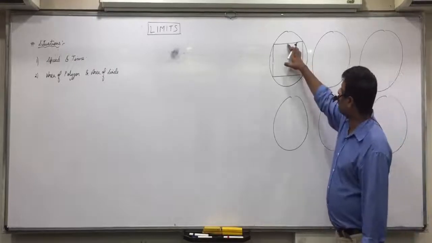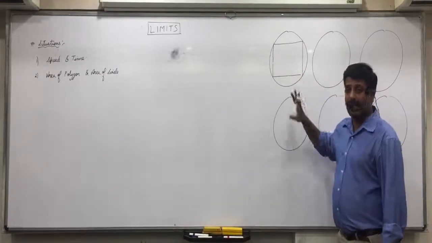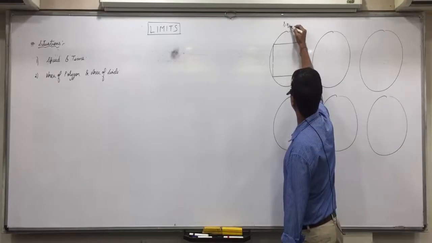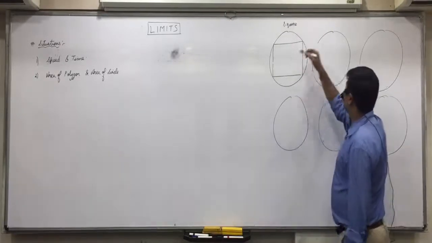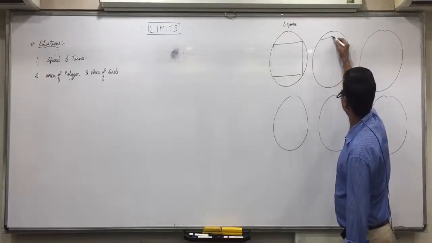Now suppose I keep on increasing the number of sides. Like this is a square. Now suppose I take 5 sides.